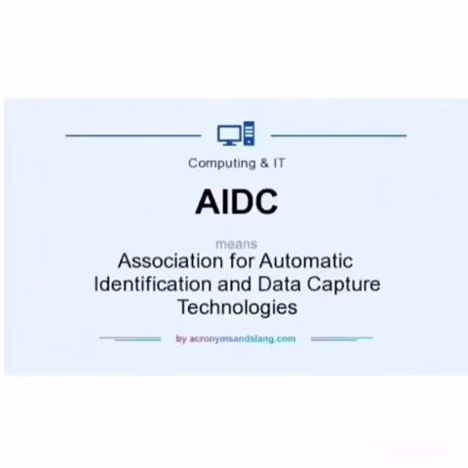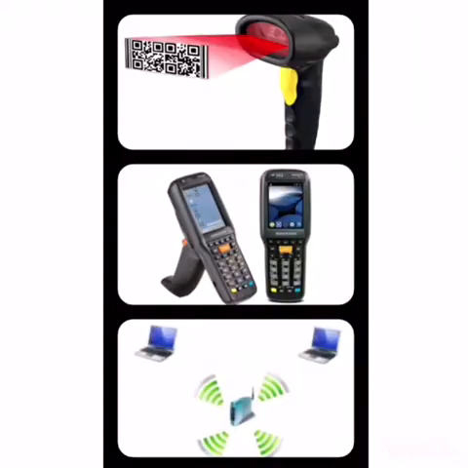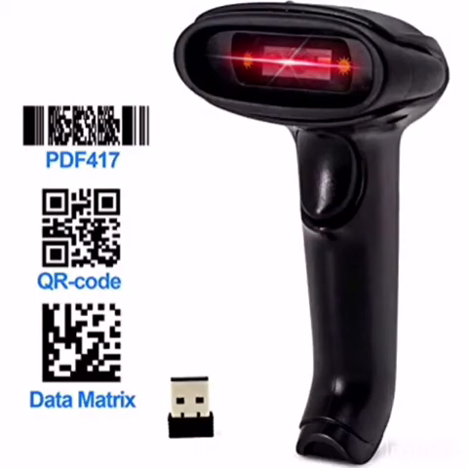Now I am going to explain how ID data capture works. There are three systems. The first one is the barcode scanner, the second one is mobile capture, and the third one is the wireless local area network. The first one is the barcode scanner.